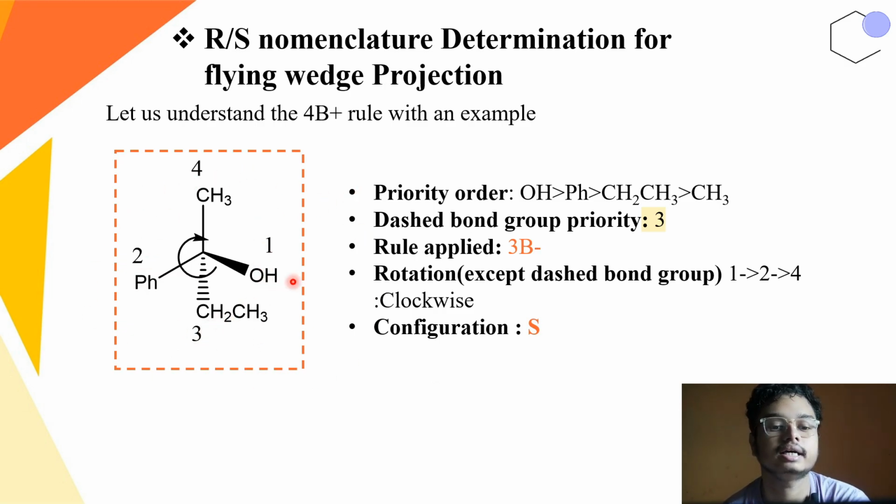Now interestingly, if we look at the priority order, obviously this will be the first priority, the phenyl will be the second priority, and here the ethyl group gets the third priority over the methyl group. Okay, so the priority order is something like this. Now what is the dash bond? The dash bond group is ethyl, which is the third priority. So the rule applied is 3b minus.